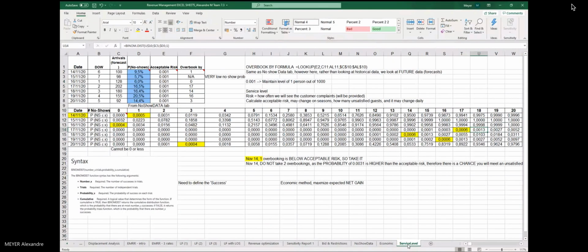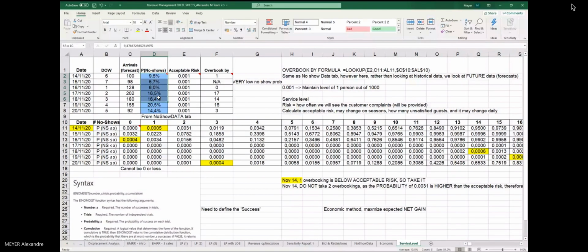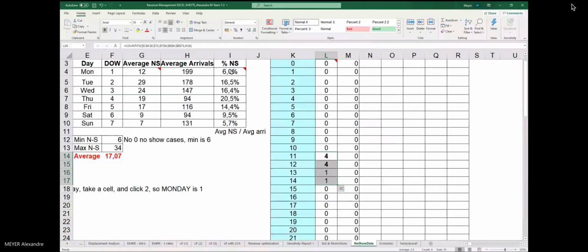Now, looking at the service level, I know this looks quite complicated, but once it's explained, it's rather simple. So this is what I was talking about with the binomial distribution, the binom dist, all right? So assume that we are given this table and that these three columns were all blank. Overbook by acceptable risk and no-shows were all blank. These no-shows I simply got from the no-show data, okay? These values here are identical to that there, okay?